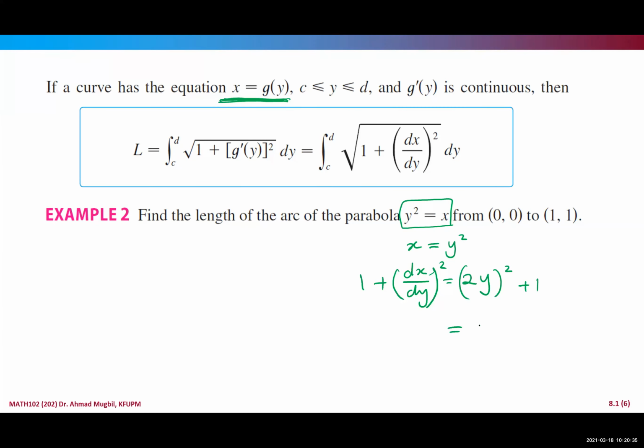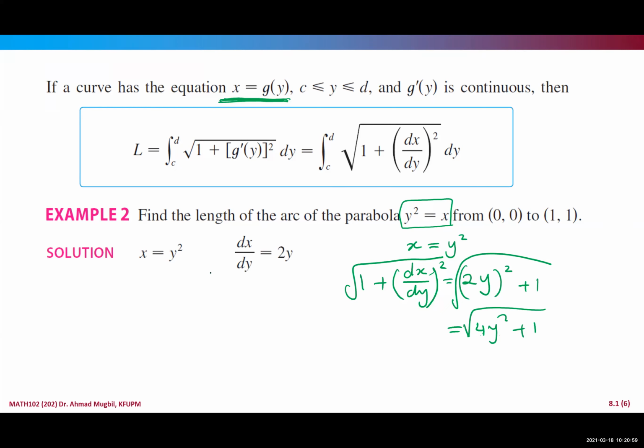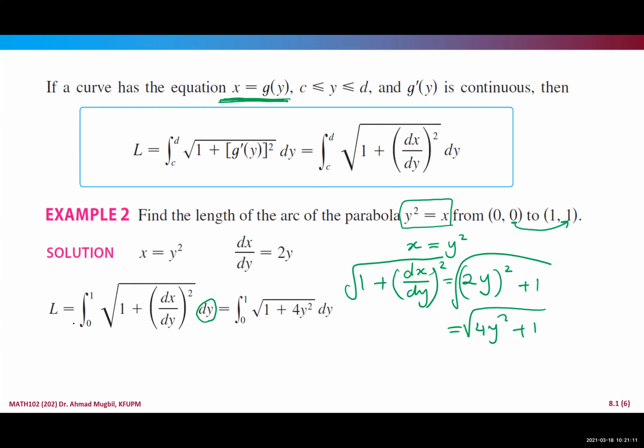What will you have? You will have 1 plus 4y squared under the square root. Then you will integrate this. Now we will integrate with respect to y, since we have it as a function of y. So the length of the curve x equals y squared will be the integral from 0 to 1. x is 0 or y is 0, both of them. We integrate from this y to this y because we integrate with respect to y. So this is the y value. The integral of the square root of 1 plus 4y squared, this is the same as this.